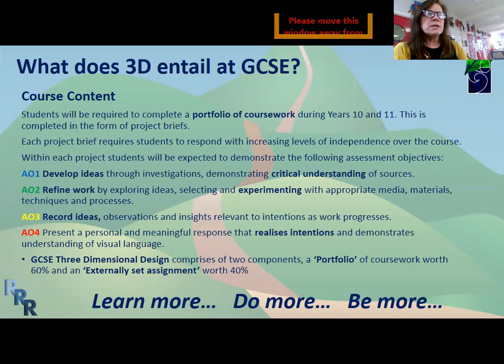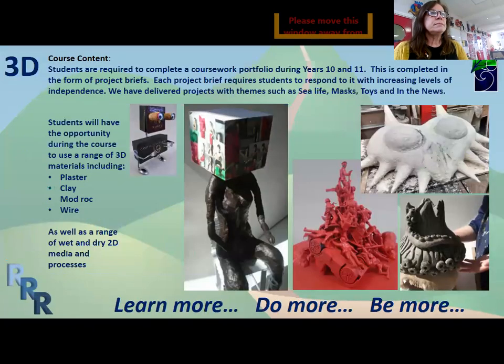GCSE three-dimensional design comprises of two components. There's a portfolio of work, which is your coursework, which is worth 60%, and an externally set assignment, which is worth 40%. Course content. Students are required to complete a coursework portfolio during years 10 and 11, which I've already mentioned. This is completed in the form of projects. Each project brief requires students to respond with increasing levels of independence.